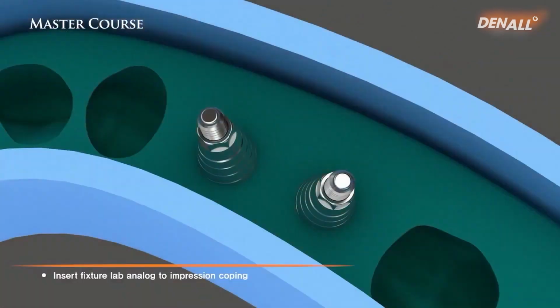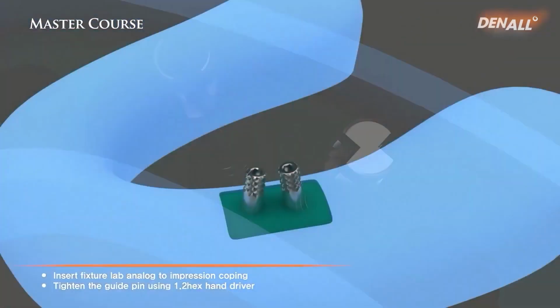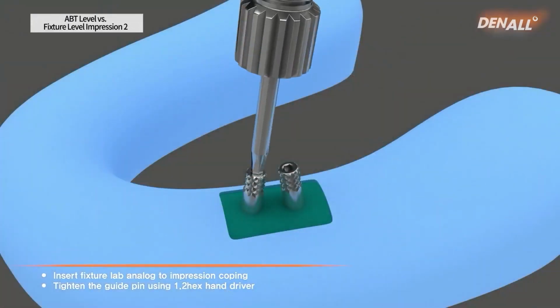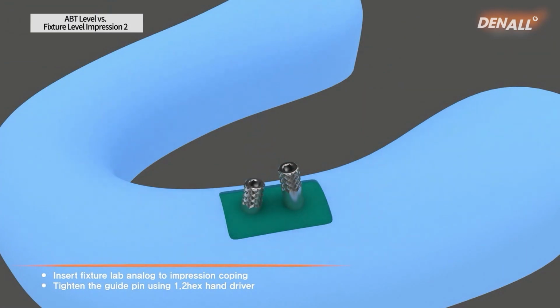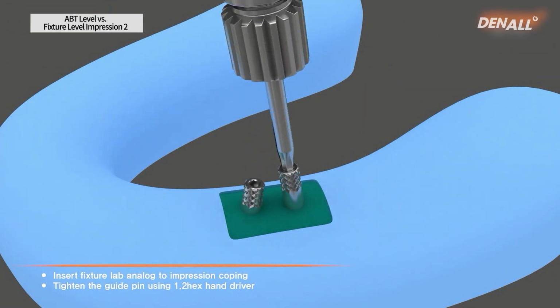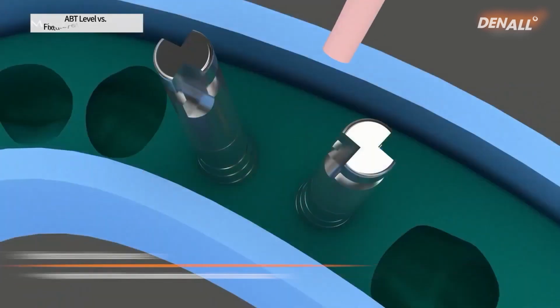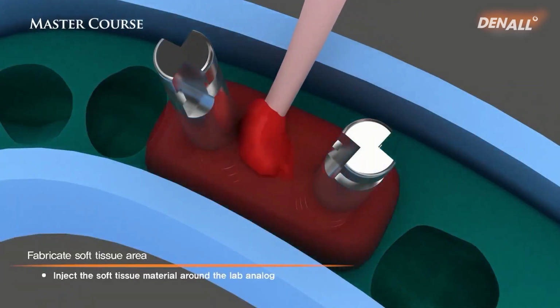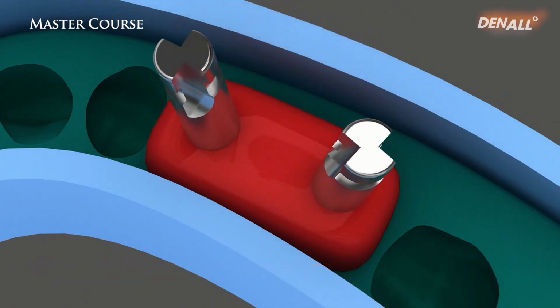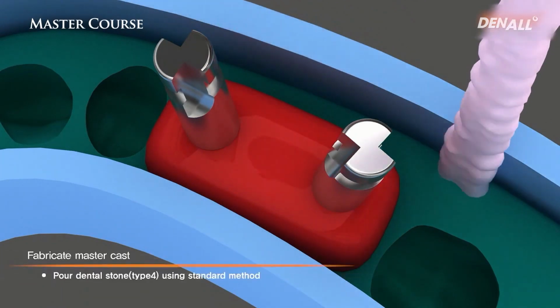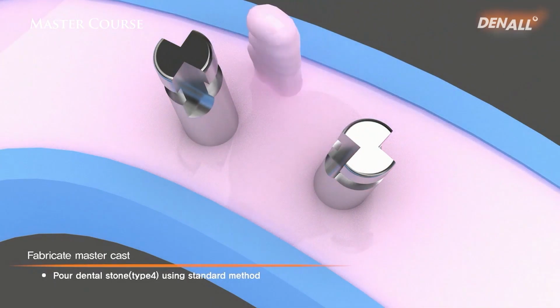And from the next step, please use carefully. The lab analog recreates the fixture form, and that lab analog linked again to the pickup impression coping and screw again. Then 3D positioning will be recreated. This is creating the soft tissue, creating gummy tissue, and then you forecast.